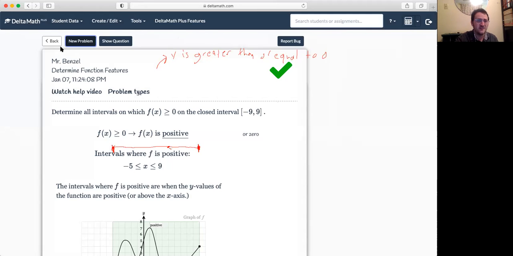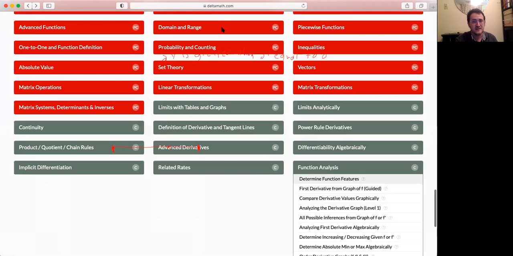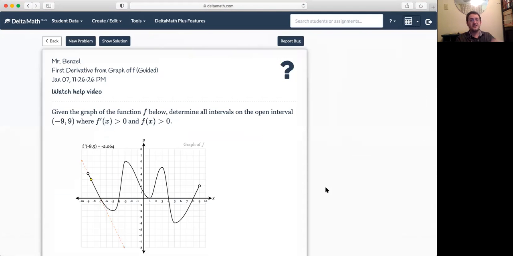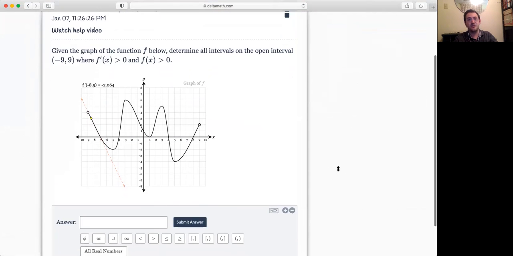All right, so I think that's pretty self-explanatory. We're going to start you basic on those, and then we're going to work you up a little bit. The next exercise moves to the idea of looking at terms and conditions for the derivative and the original function. So this says, given the graph of the function above, determine all the intervals on the open interval -9 to 9, where f prime of x is greater than 0 and f of x is greater than 0.